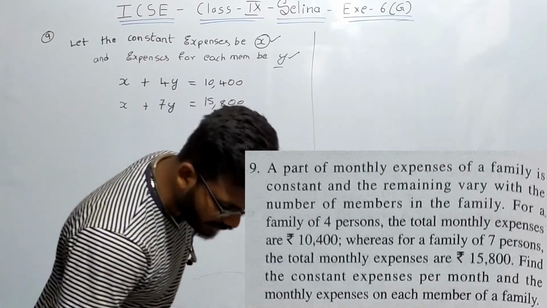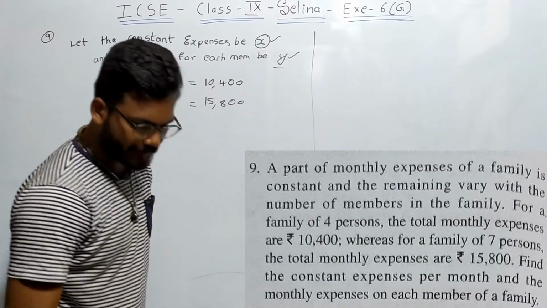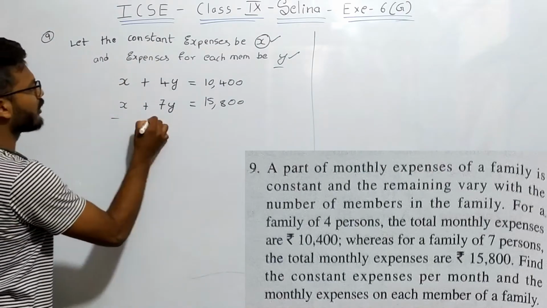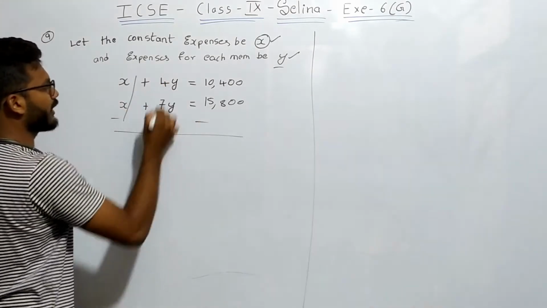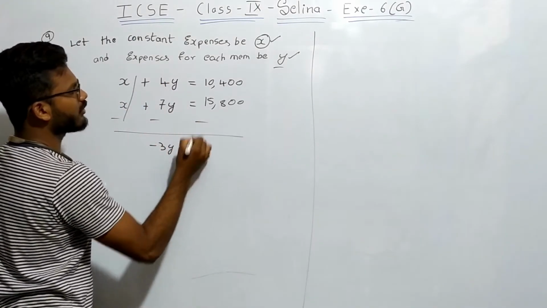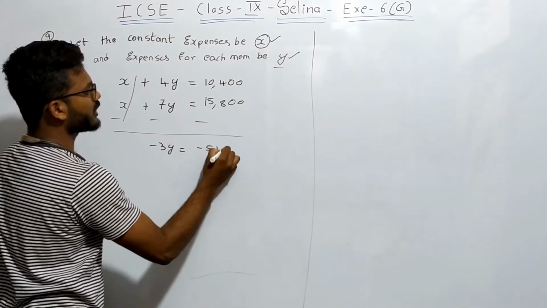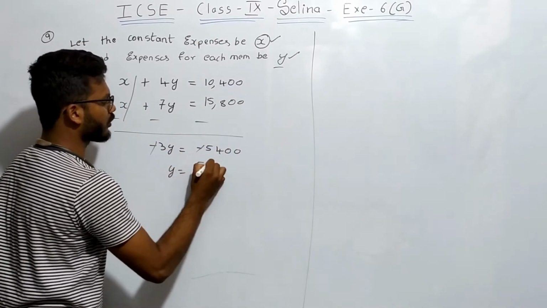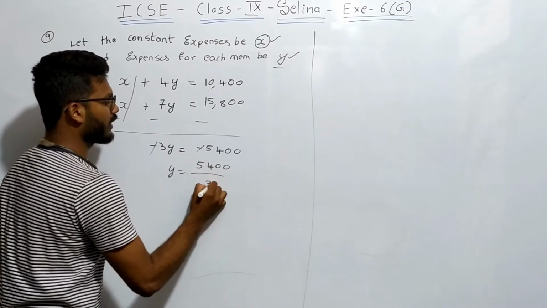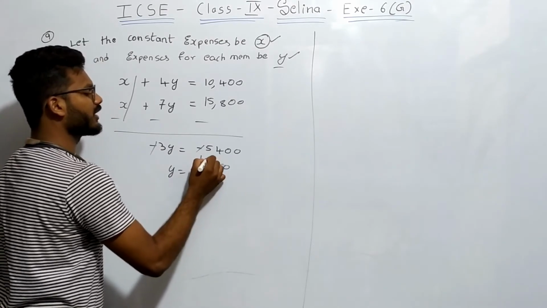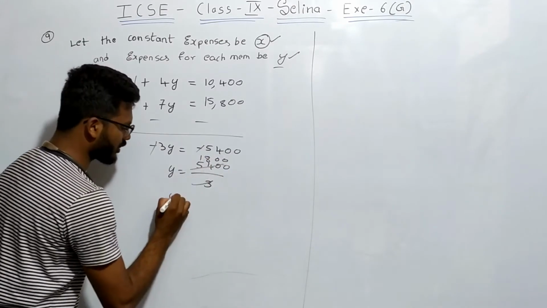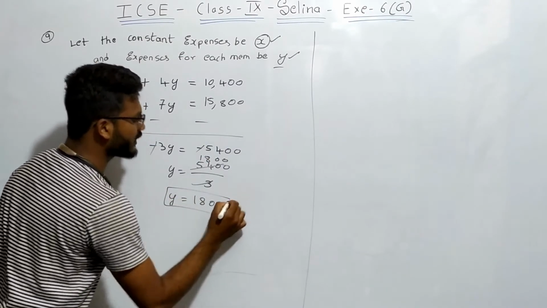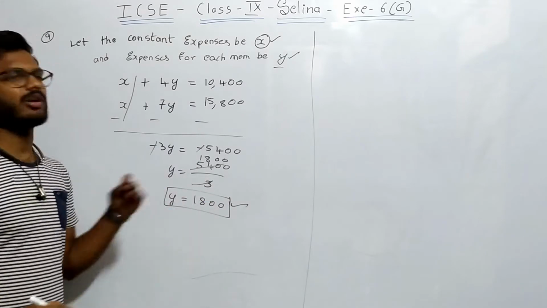Now we have to solve these two equations. They are asking to find the constant expenses for the month and the monthly expenses for each member. So we can solve these two and we will get minus 3y is equal to minus 5,400. Minus minus will cancel. 3y is equal to 5,400, so y is 5,400 by 3, which is 1,800. So the expense for each member is 1,800.